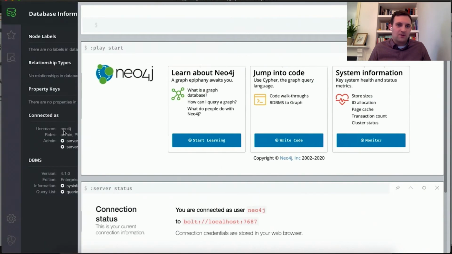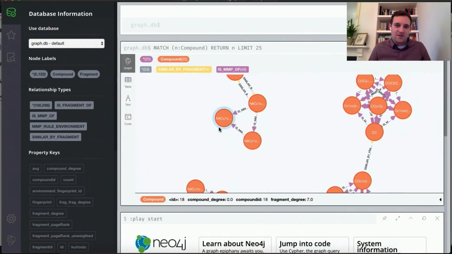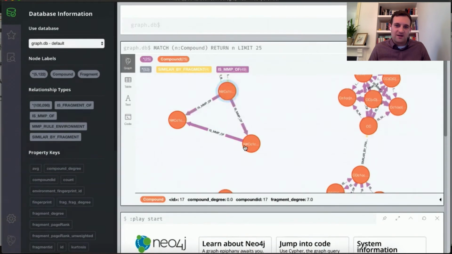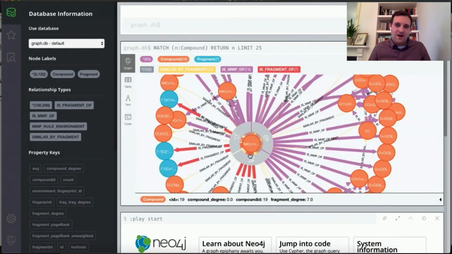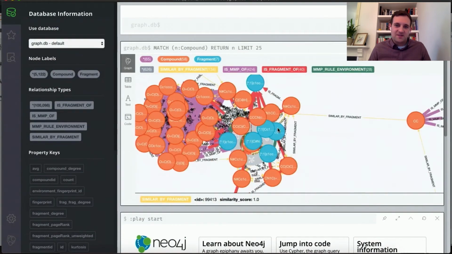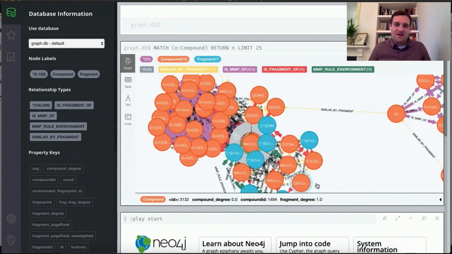Let's have a quick look at the compounds. We can see here there are some compounds. These ones are matched molecular pairs of each other. If we double click on it, we'll see all the fragments of that compound, as well as some of the molecules that it's connected with. This is not very useful.